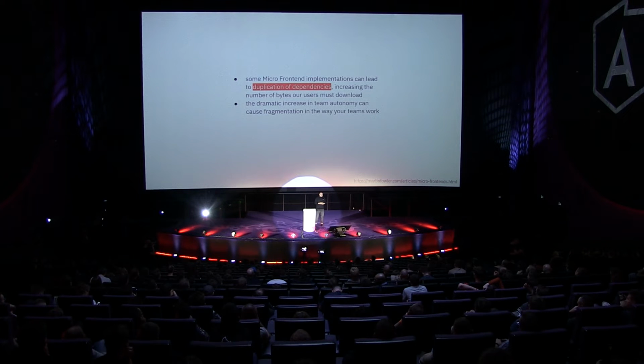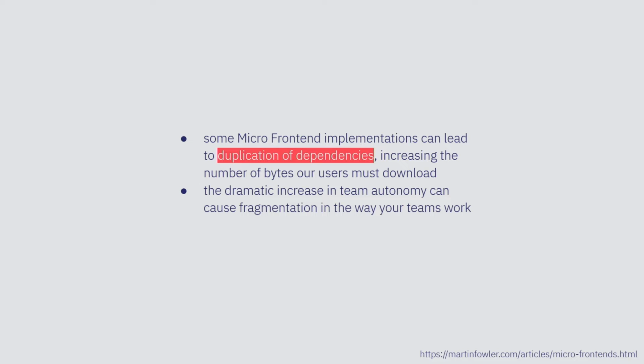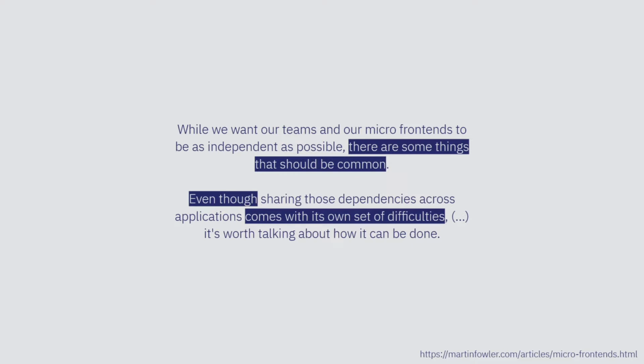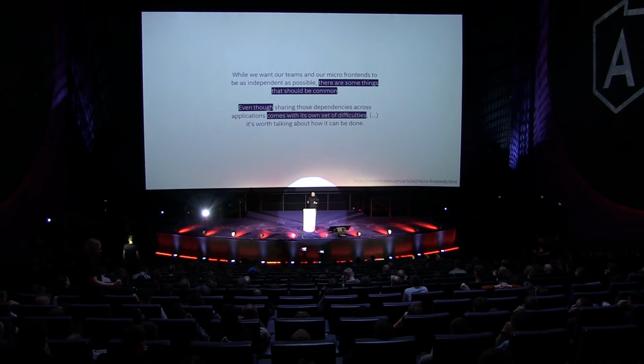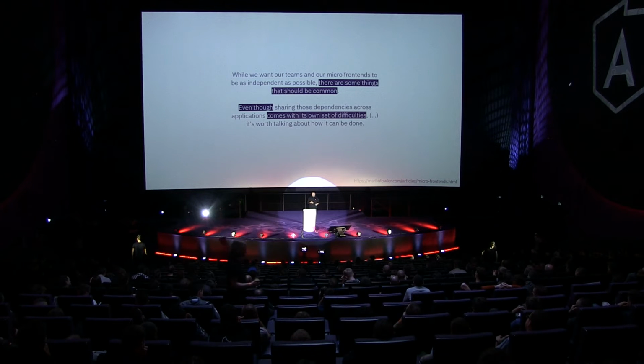Today, I would like to focus on duplication of dependencies and show you how we can mitigate it. There's a conflict between independent applications and autonomous teams, and our desire to share some common dependencies between them. We must all agree that there are some things, such as common libraries, global styles, etc., that can and should be shared, even if the idea of sharing comes with its own set of difficulties.